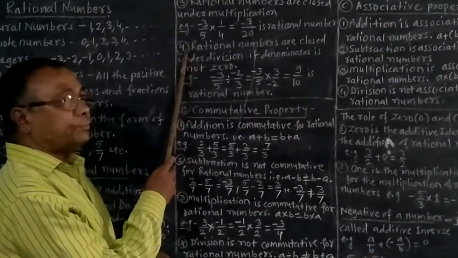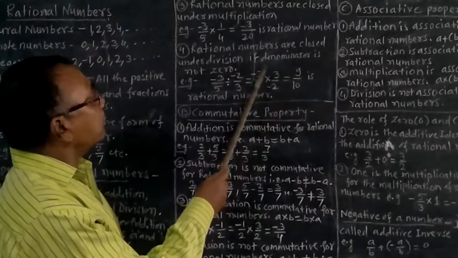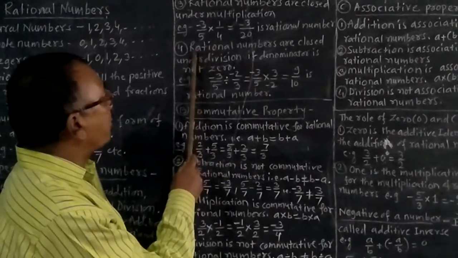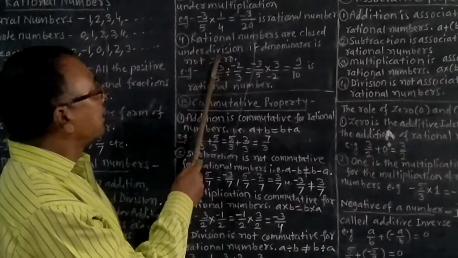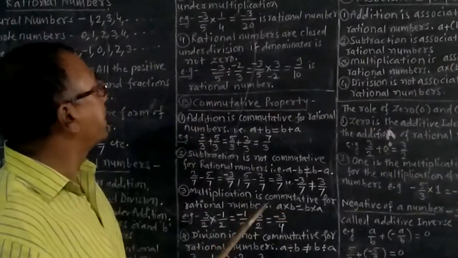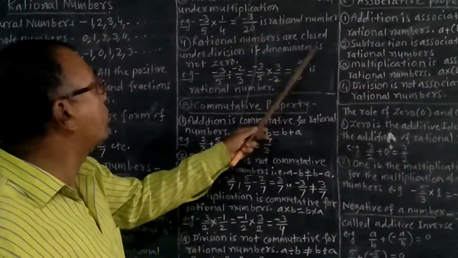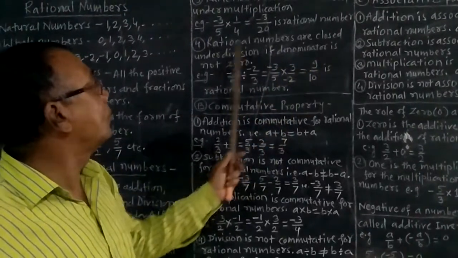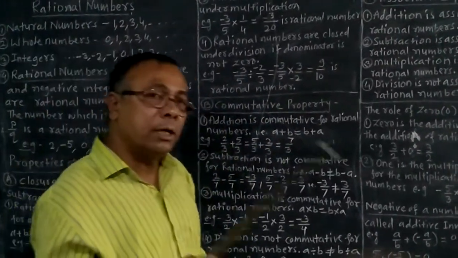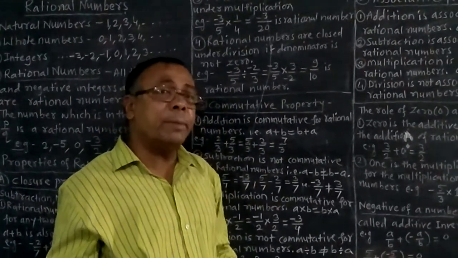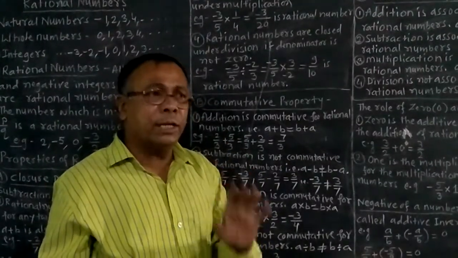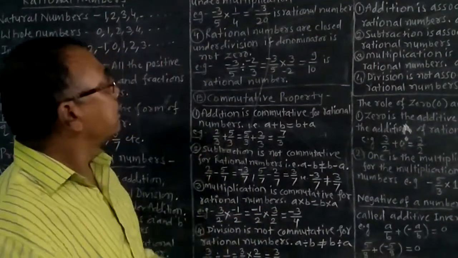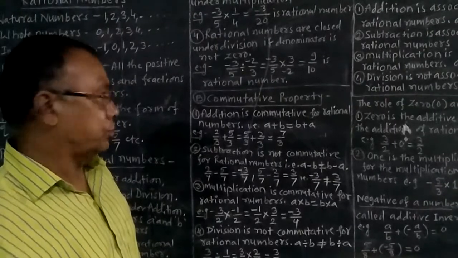Now the fourth property, that is the closure property for rational numbers under division. We will say that rational numbers are closed under division if the denominator is not 0. Only the condition is that the denominator should not be 0, then and only then the division will be closed.